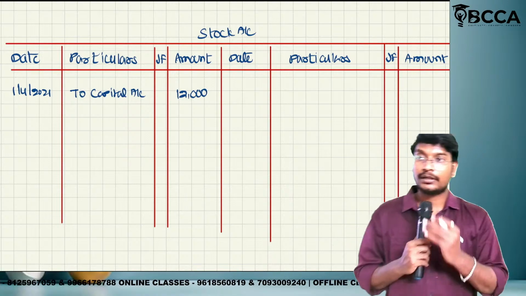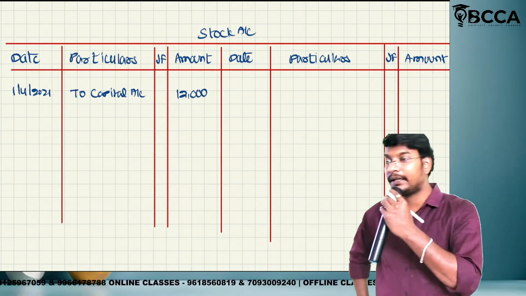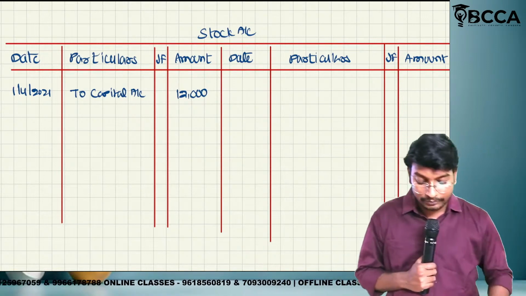So we have posted all the debit accounts. What is the credit account here? Capital. So in the capital account, on which side do we need to record?